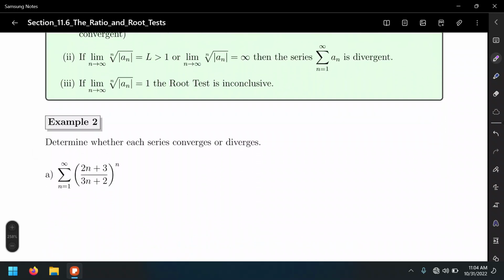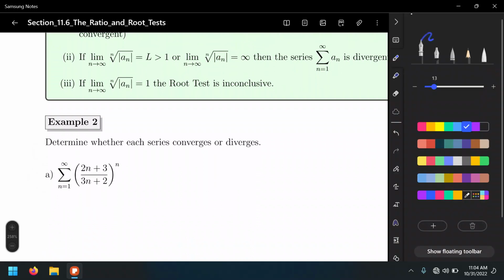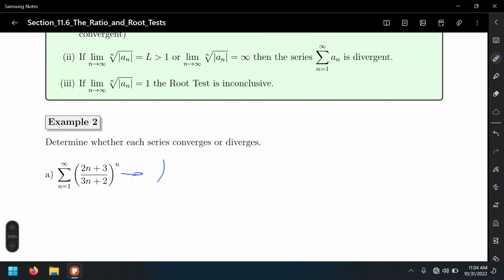Well, let's look at one example. Let's set up the limit. That is the limit of the nth root of the absolute value of (2n plus 3 over 3n plus 2) to the nth power, close the absolute value bars, close the radical, as n approaches infinity. Number one, notice in this case we don't have any negative terms for the series, nor do we have any alternating factors, right? So in this case we can do two things in one shot.